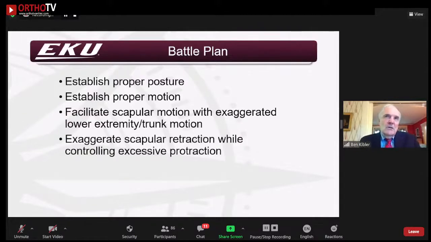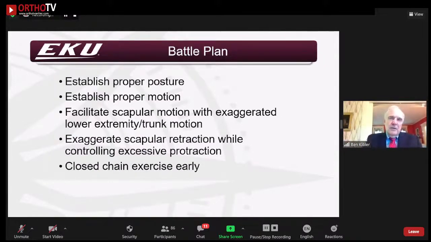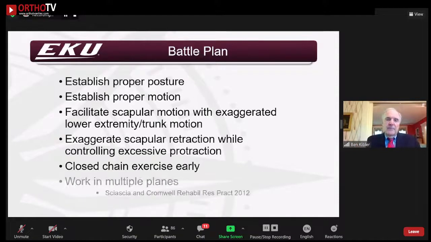We exaggerate the position, so we do excessive retraction while controlling protraction. We tell the patients the scapular retraction, we want to put their elbow in their back pocket. So we exaggerate this retraction position to really emphasize how important that is. We do closed chain exercises because the arm weighs something against the scapula, and therefore you want to minimize the distal load on the scapula. And then we work in multiple planes because the body is a three-dimensional structure. It's not an individualized muscle, and it's not a two-dimensional motion.